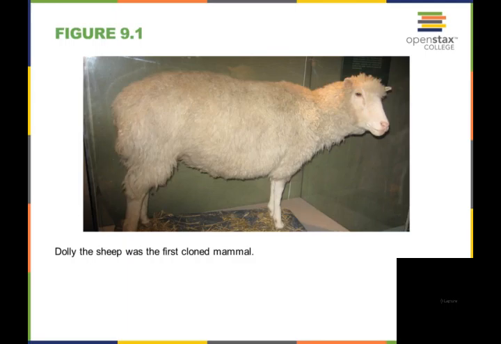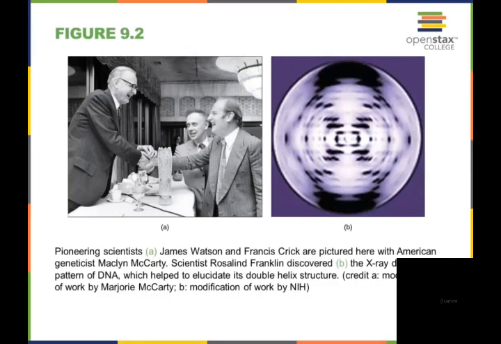to making a cell. Some of the pioneering scientists in this field were Watson and Crick. James Watson and Francis Crick are pictured here with the American geneticist Maclyn McCarty. They are the ones responsible for discovering the structure of DNA. We have Rosalind Franklin, who discovered the X-ray diffraction pattern of DNA, which also helped to elucidate its double helix structure.